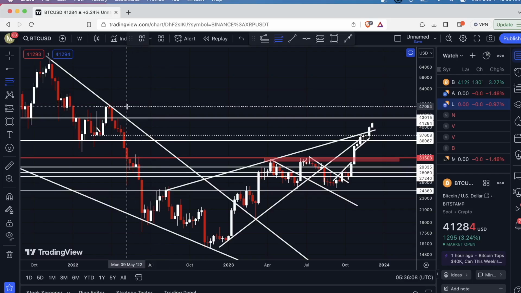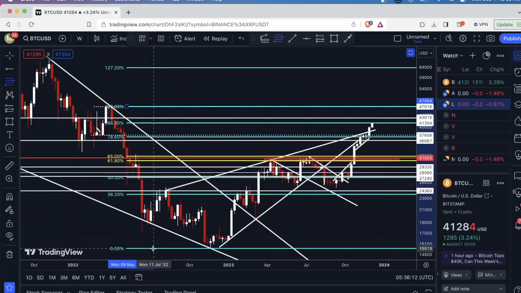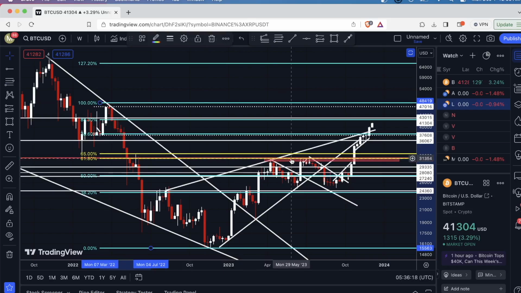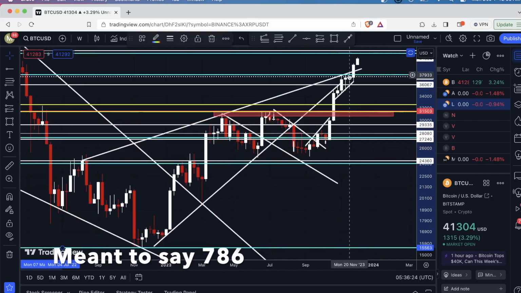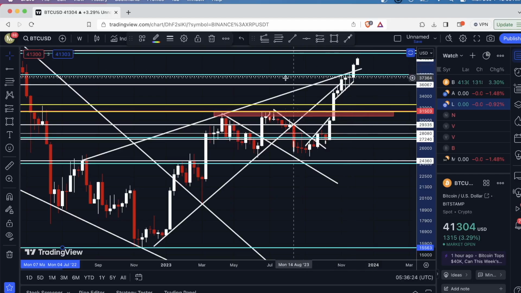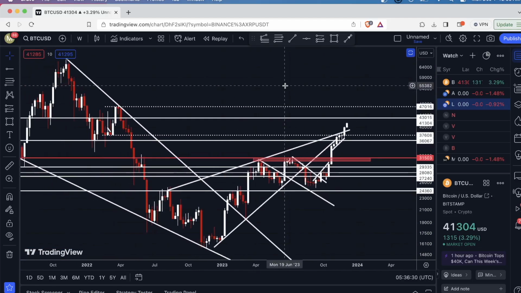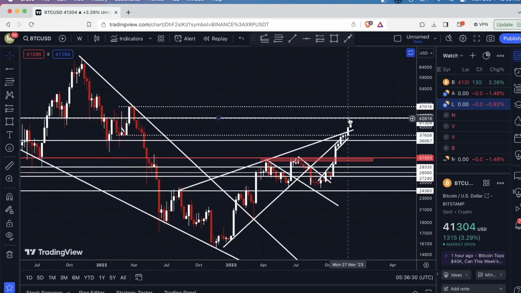So if I run the fib from the top of here down to the low, what you can see is that we were at the 618. So a lot of confluence right around this resistance zone, and we just broke it. So now we have to look for new levels where the price may get a little bit of a pushback.